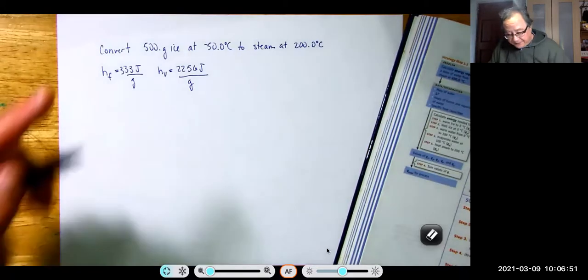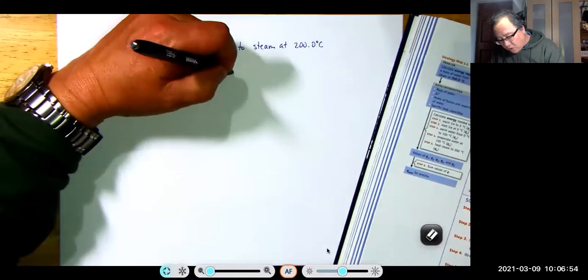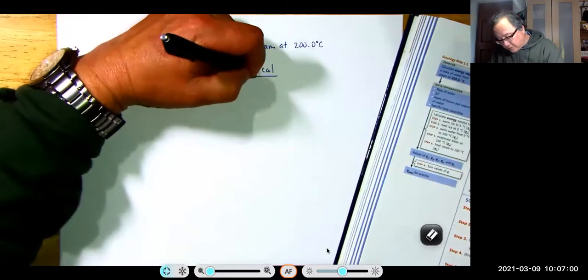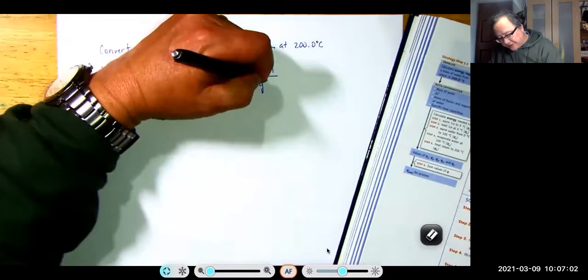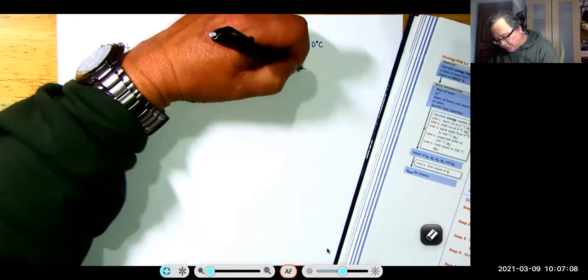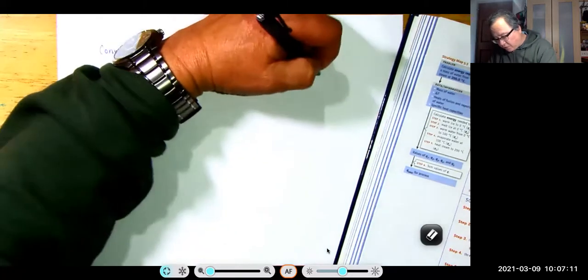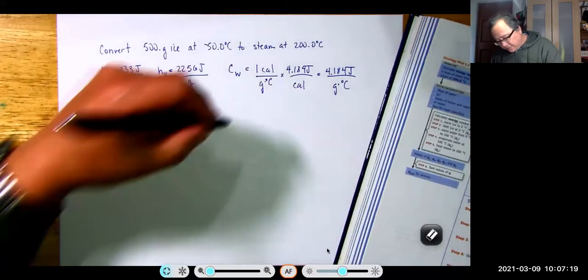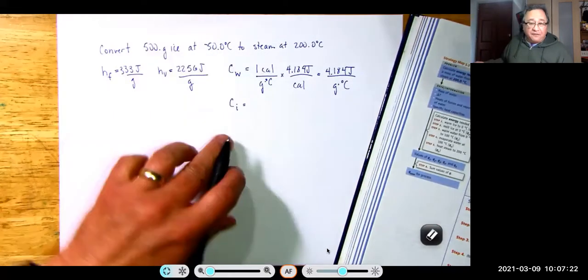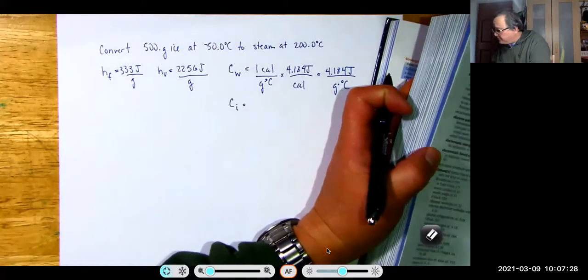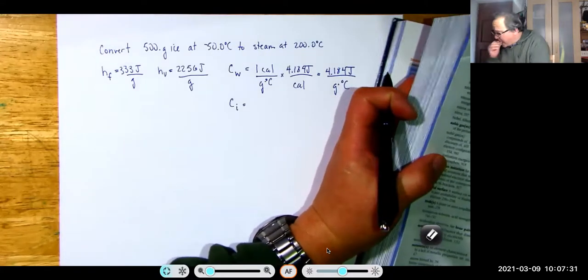We know that the specific heat capacity of water, so I'm going to use W for that, is 1 calorie per gram, and I'm going to put degrees Celsius. And if we multiply by 4.184 joules per calorie, we know that it's 4.184 joules per gram per degree Celsius. So that's water. For ice, and I'm going to use the letter I for ice, okay? So they tell us Appendix D, so I'm going to move to Appendix D.